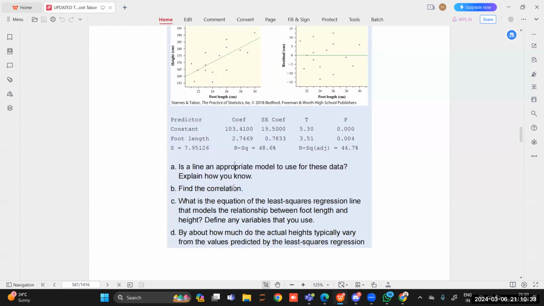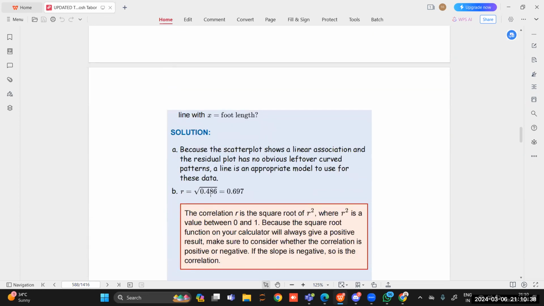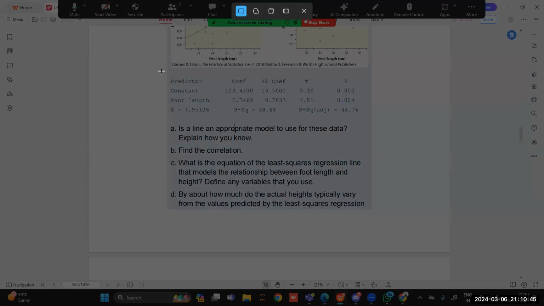So find the correlation. How will you find the correlation? See, r is just the square root of r squared. Yes, correct. I'll take this on our board.